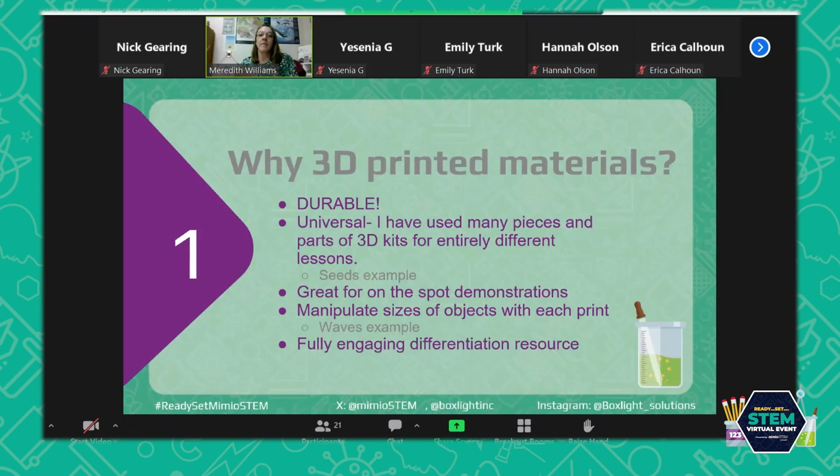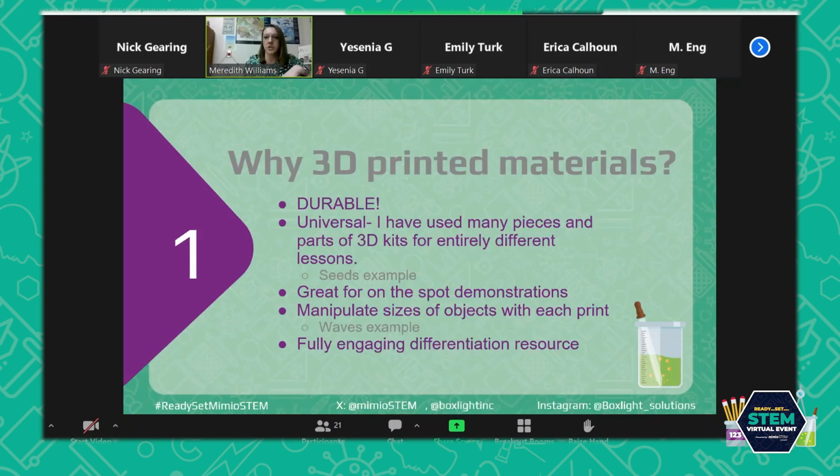You can manipulate the size, which I absolutely love. You can make something very small, like different parts of the cell, and blow it up into big puzzle pieces so that kids can create these life-size cells on their desks or on their tables. They're fully engaging. For differentiation, I can have several different stations with several different types of 3D manipulatives that the students either have to interact with in one way, solve a problem, or utilize to answer questions. So it really is truly universal.